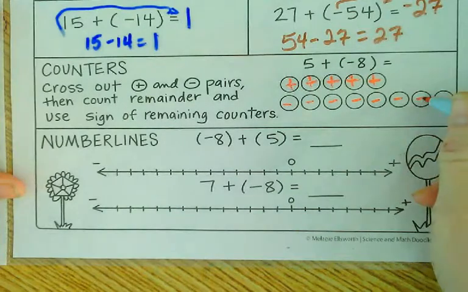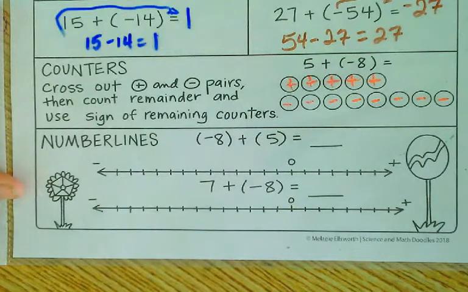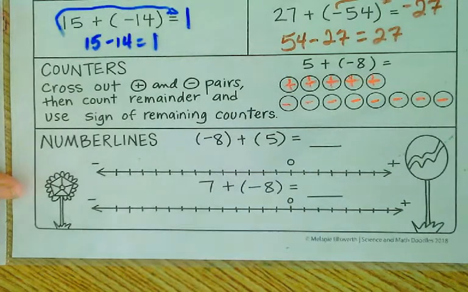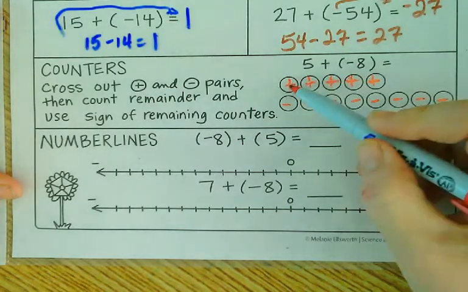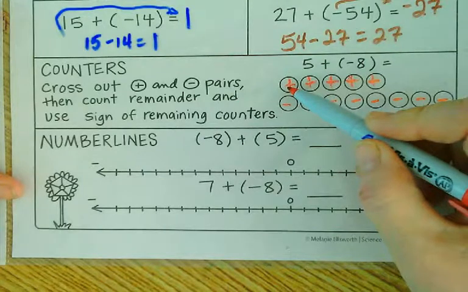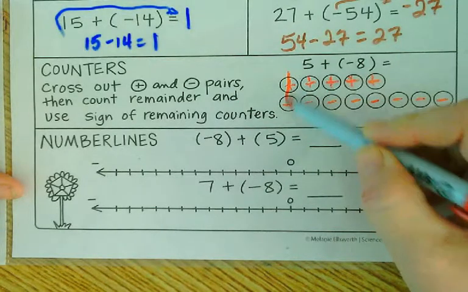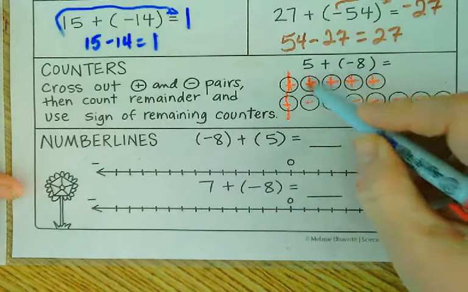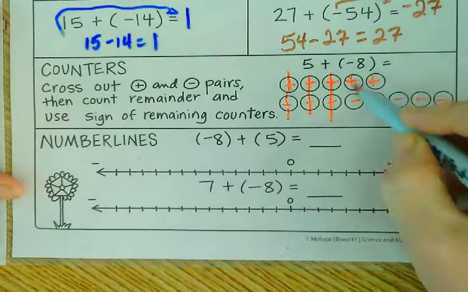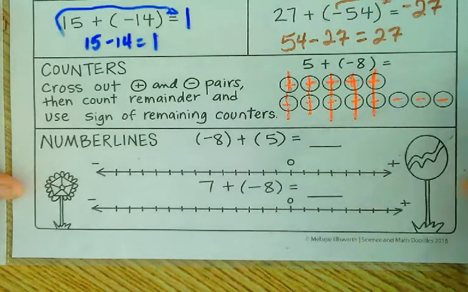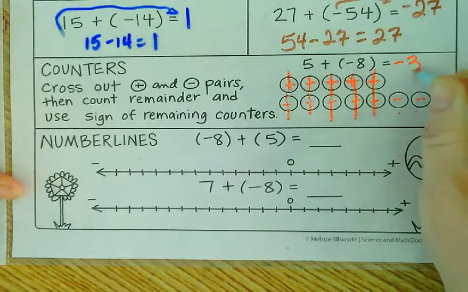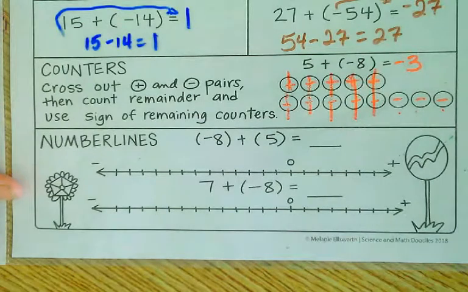Anyway, positive 1, negative 1, cancel, make a 0. That cancels, that cancels, that cancels, that cancels. All we've got left is 1, 2, 3, and they're all negative, minus 3. So 5 plus negative 8 is negative 3. I know. Look at your neighbor and say, that was so easy.